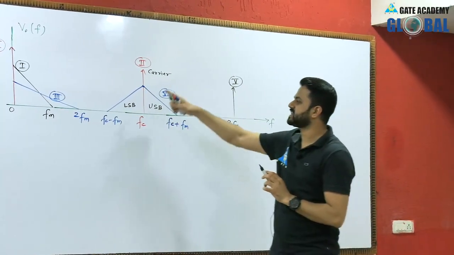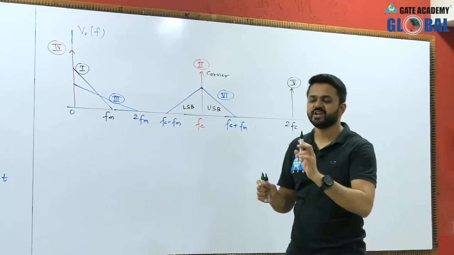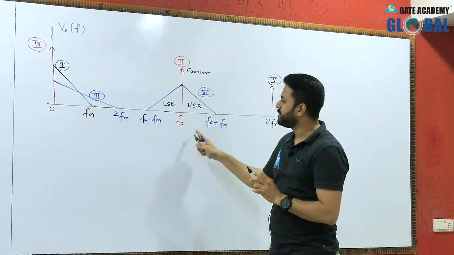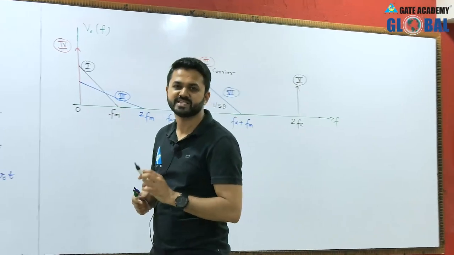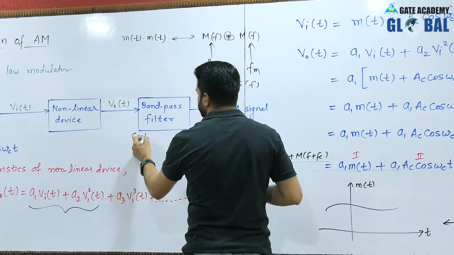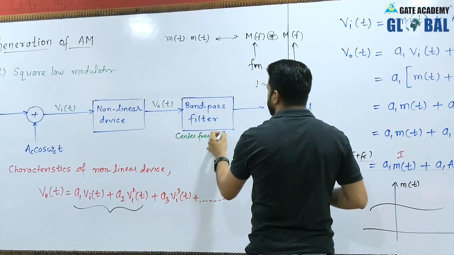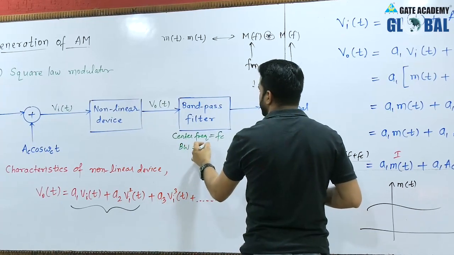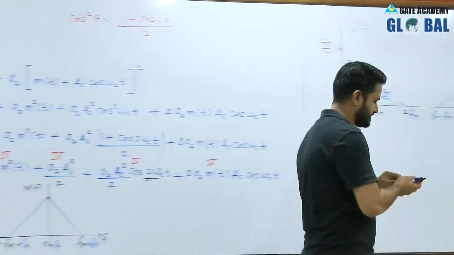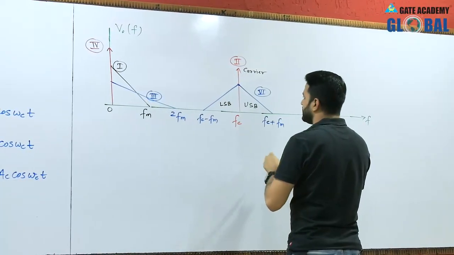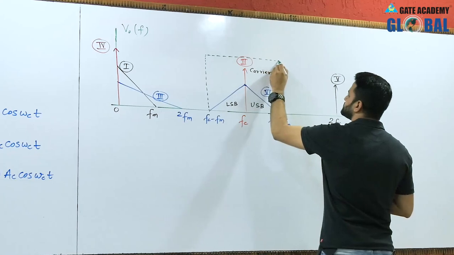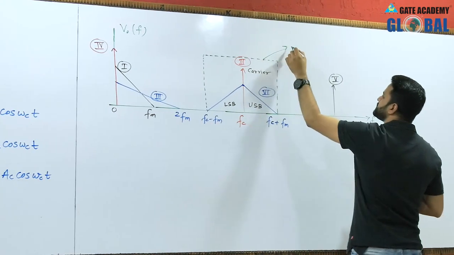So to pass this signal only and suppress the other components, we require a band pass filter, because this spectrum is centered about fc. So the band pass filter should have center frequency fc and bandwidth 2 fm. We will place the band pass filter somewhere here. This should be the response of the band pass filter.